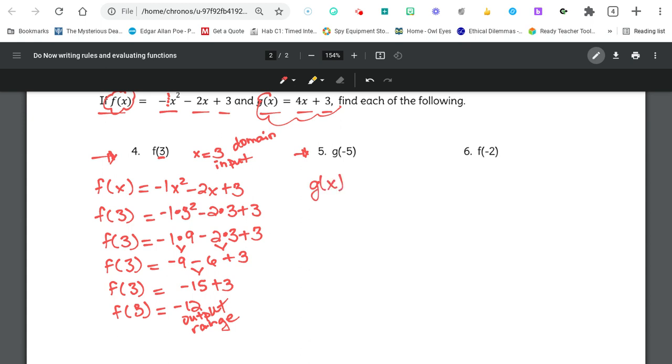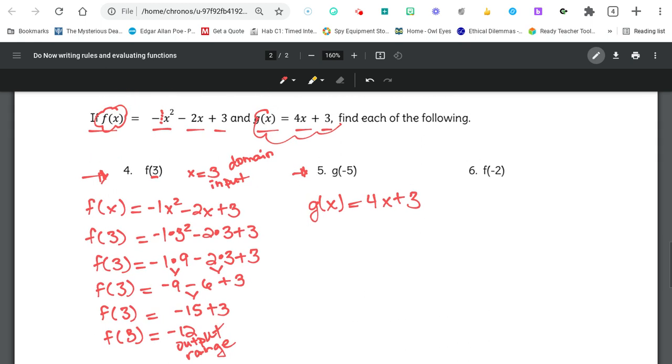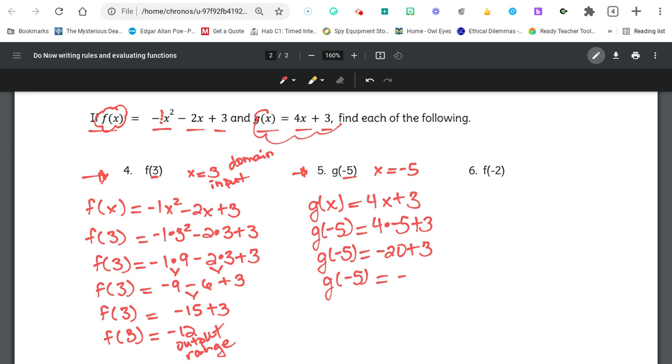G of x equals 4x plus 3, and pause the video as you need to, guys. So I'm going to replace x with what's in parentheses, which is negative 5. So I have g of negative 5 equals 4 times negative 5 plus 3. 4 times negative 5 is negative 20. So therefore, g of negative 5 is negative 17. And that's all you do. You pause the video and try number 6 for me.